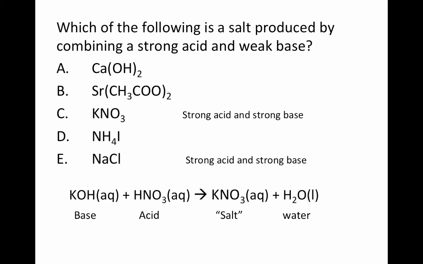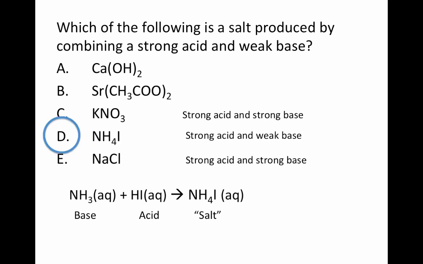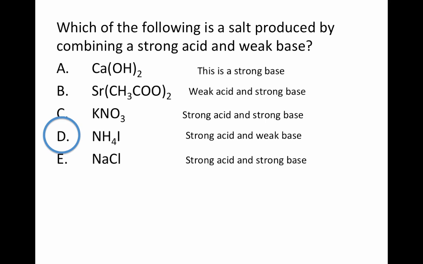What about potassium nitrate? This is also a salt that is a product of combining a strong acid with a strong base. Potassium hydroxide and nitric acid will produce potassium nitrate as the resulting salt and water. The ammonium iodide, that is a strong acid combined with a weak base. The weak base is ammonia, the strong acid is the HI, and the resulting ammonium iodide is the salt that we have. So that's our answer. We are combining a strong acid and a weak base. The remaining ones are incorrect.